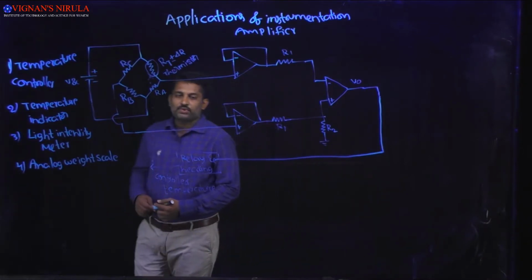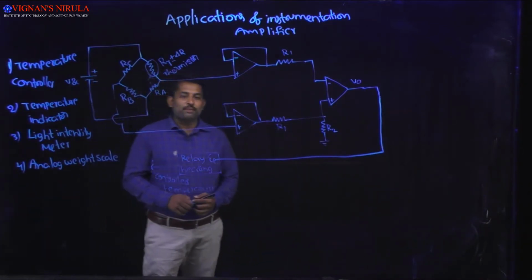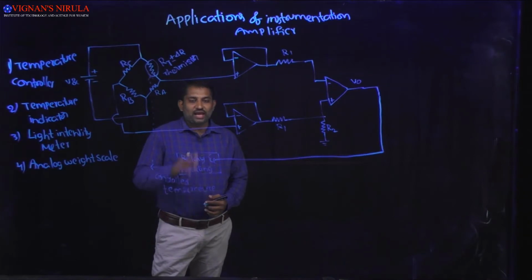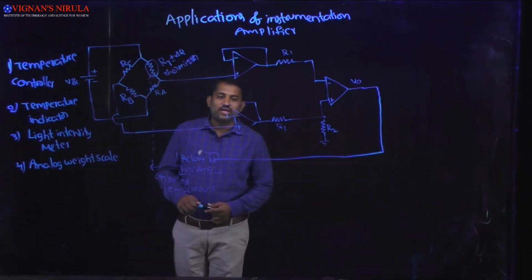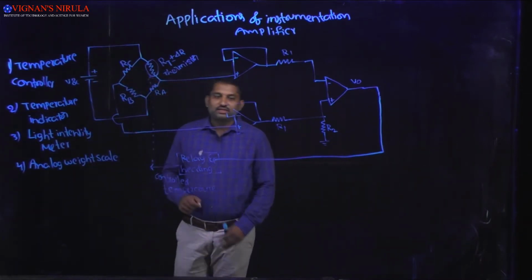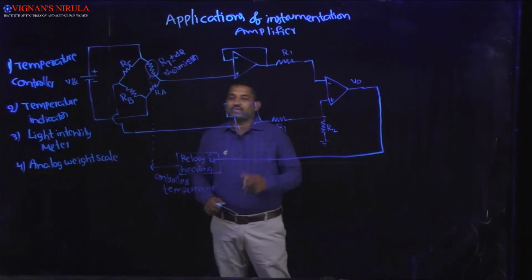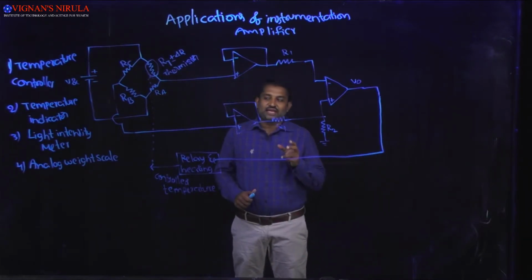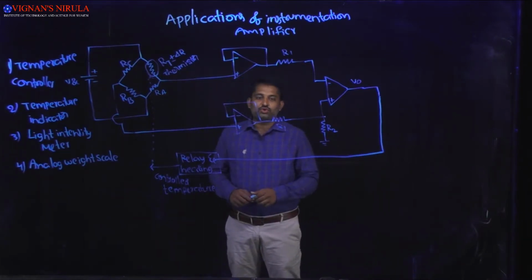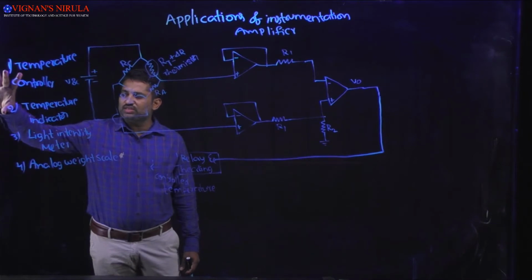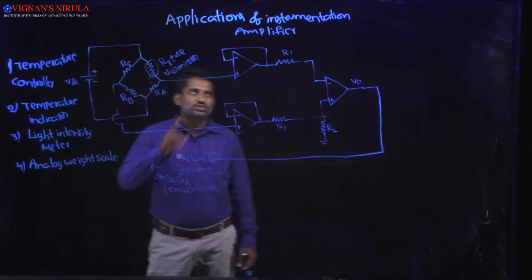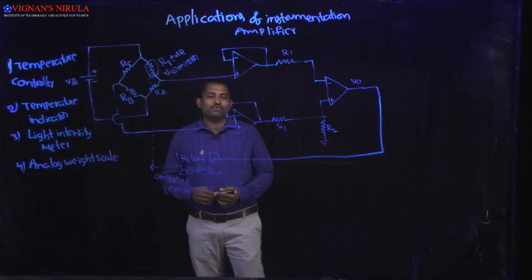In the applications of the instrumentation amplifier, mainly we have four types of applications. One is the temperature controller, the second is the temperature indicator, the third is the light intensity meter, and the fourth one is the analog weight scale. These are the four applications in which we are using the instrumentation amplifier.